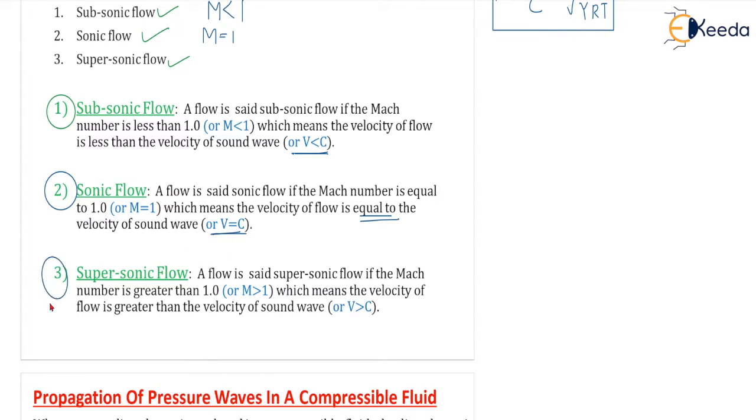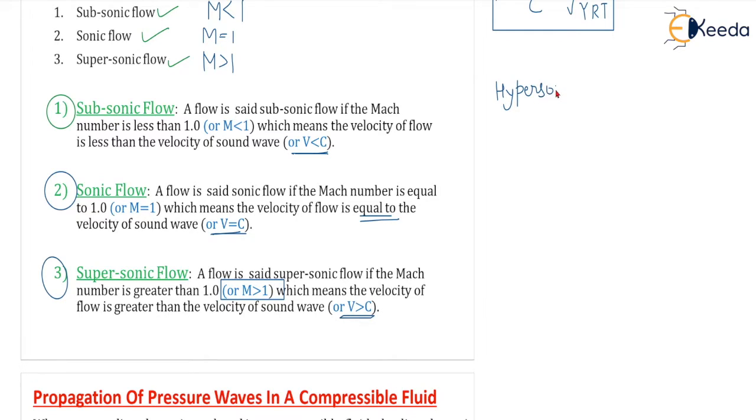Third one, supersonic flow. A flow is said to be supersonic if the Mach number is greater than 1, which means the velocity of the flow is greater than the velocity of the sound wave, V greater than C, or here we can write M greater than 1, supersonic flow. After this also we are having one flow called hypersonic flow.